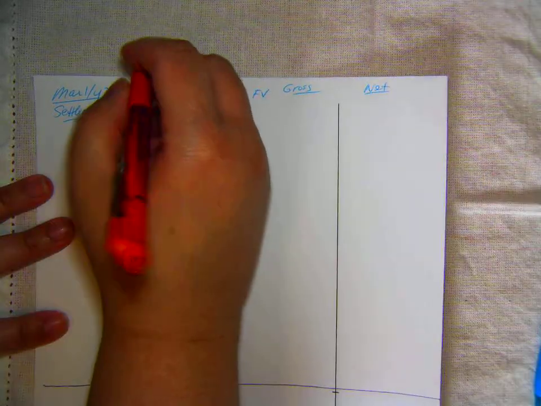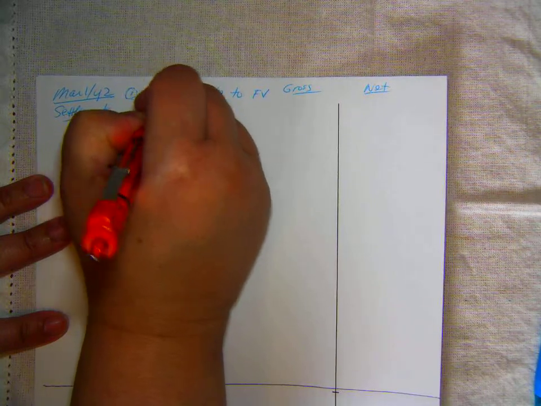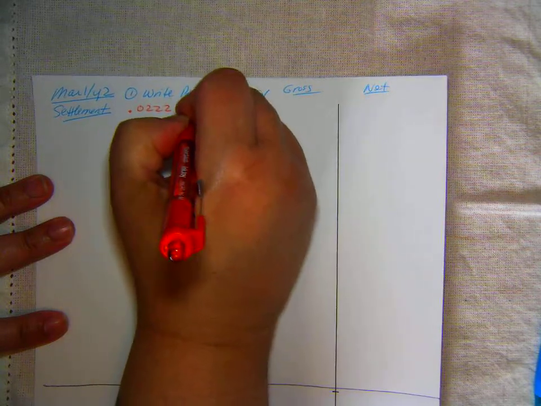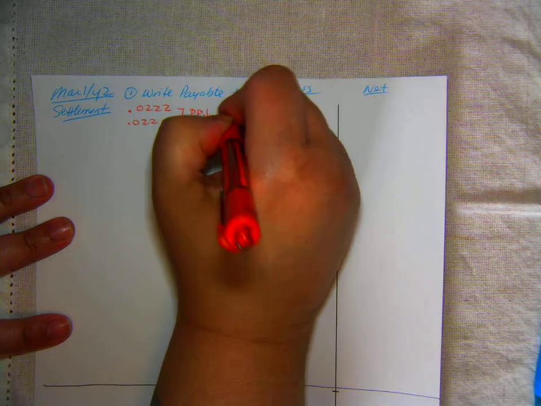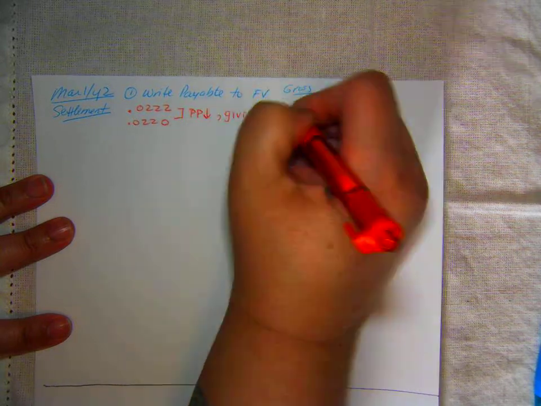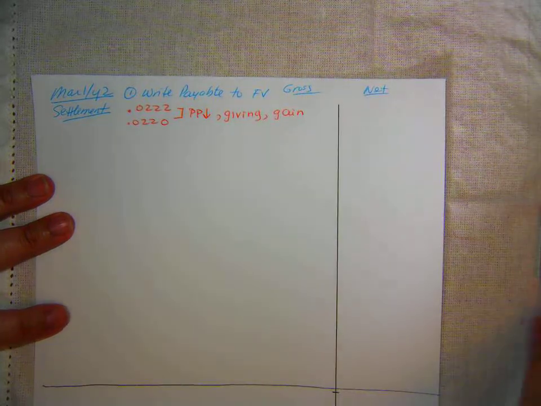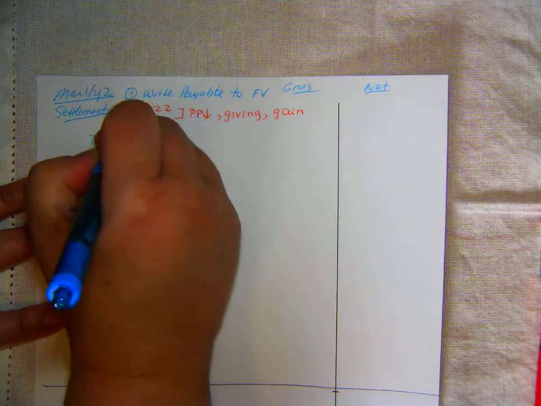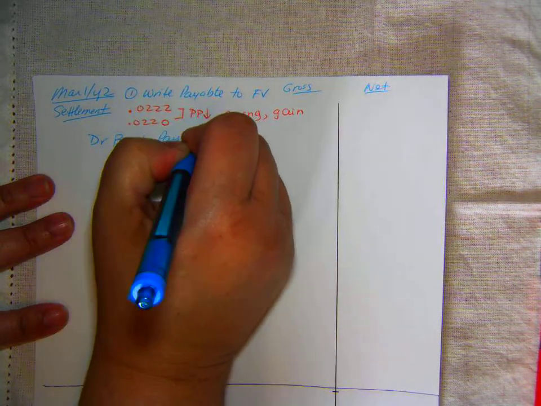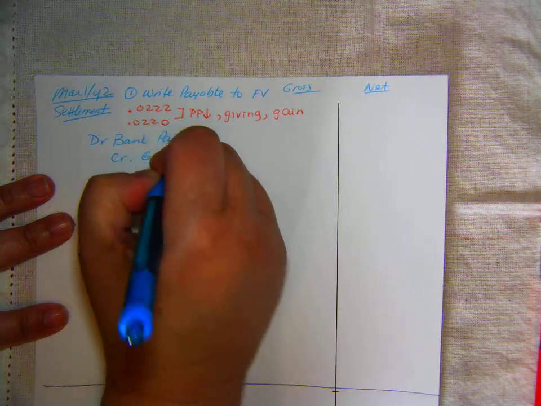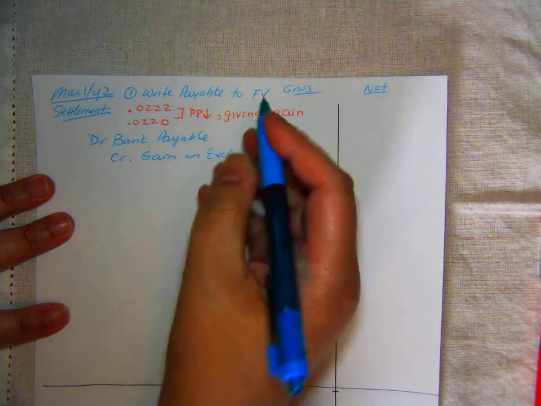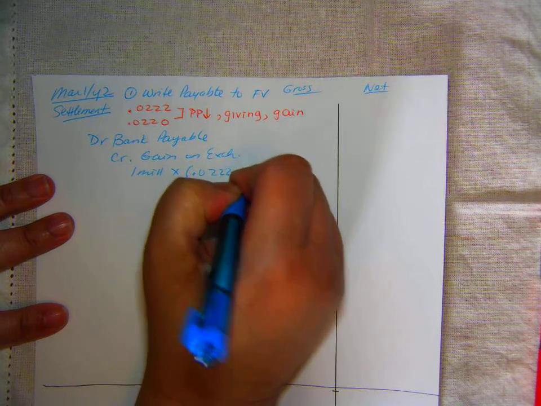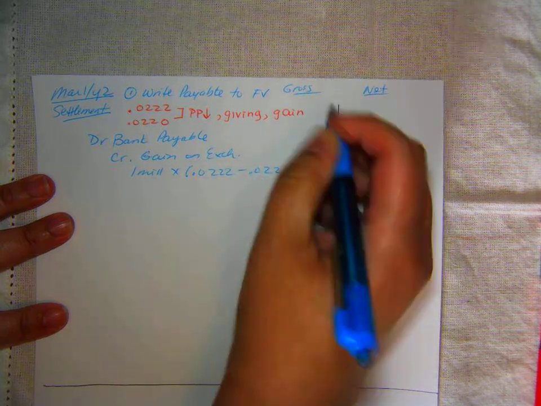So it went from 0.0222 to 0.0220. So the Filipino peso went down. We are giving it, so it's good for us, and that makes a gain. So we're going to debit the bank payable because we're going to be crediting a gain on exchange. And it's 1 million times the difference. 0.0222 minus 0.0220, which is 200.